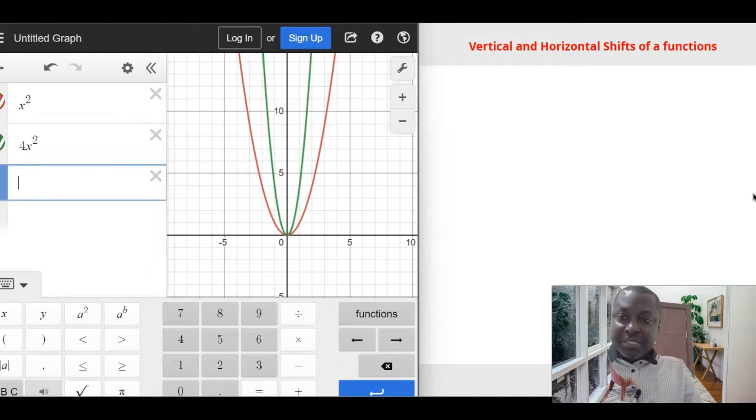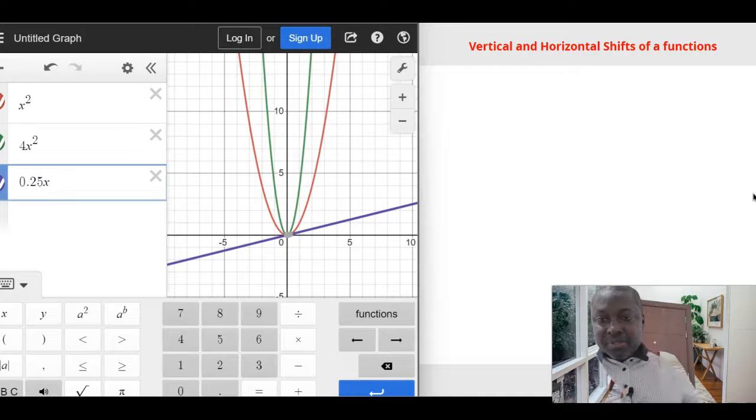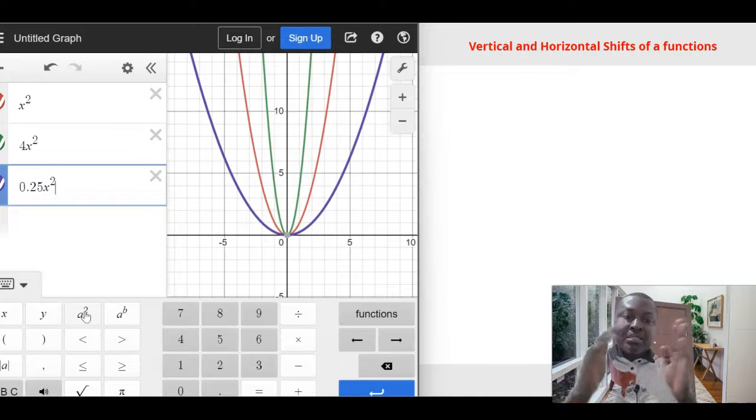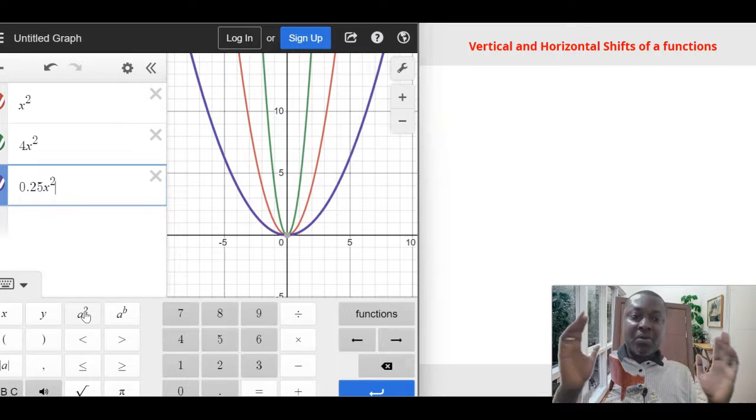What about if the number is less than 1? Let's make it a quarter. So if it is 0.25 x squared, we see that it's widening, it's moving away from the y-axis. Moving away from the y-axis is what we call it compresses.